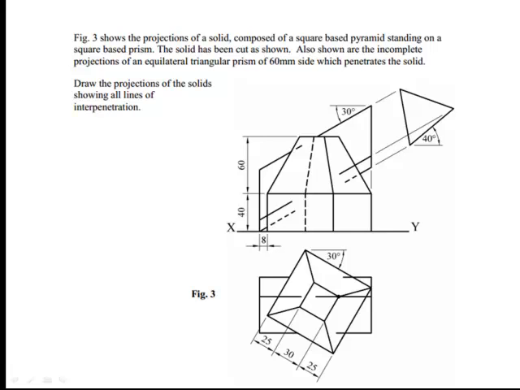The solid has been cut as shown. Also shown are the incomplete projections of the equilateral triangular prism of 60mm side, which penetrates the solid. Draw the projections of the solid showing all lines of interpenetration.